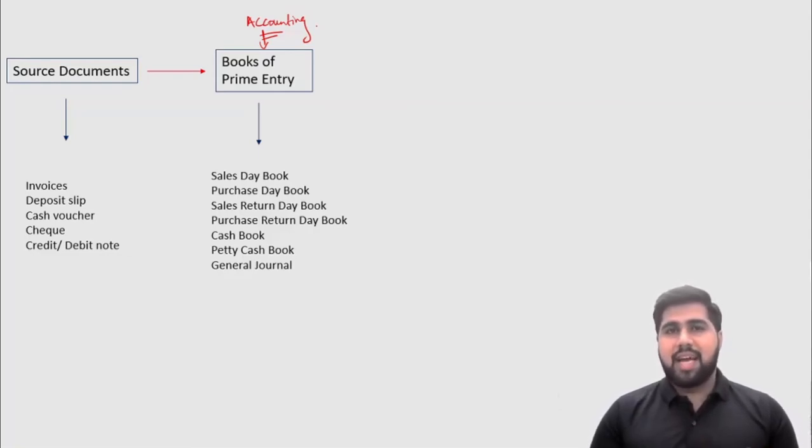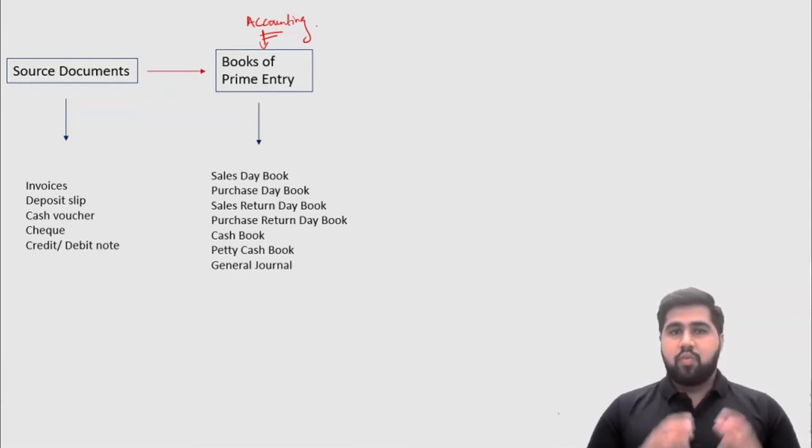And finally, general journal. All the entries that do not fall in any of the above 6 books of prime entry are entered into the general journal. For example, recording of depreciation. For example, recording of amortization. For example, recording of impairment, right? So all of these things are recorded in general journal, right?